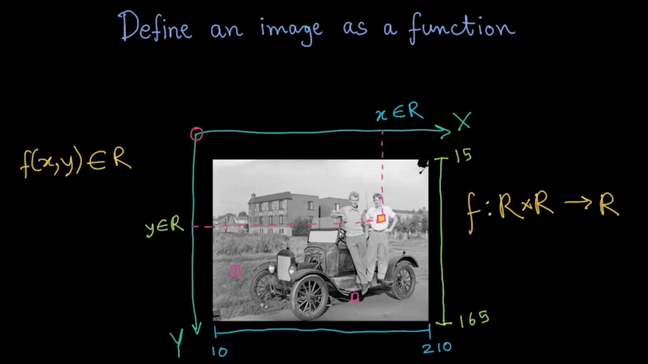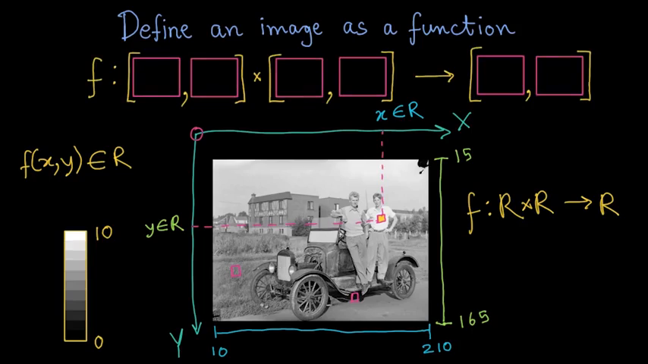We also know that image intensity values have a finite range. Say in this image, they range from 0 through 10. Given these finite ranges, how would you define this image as a function? Complete the function definition above by filling in the boxes.